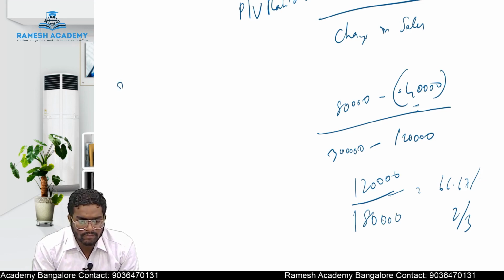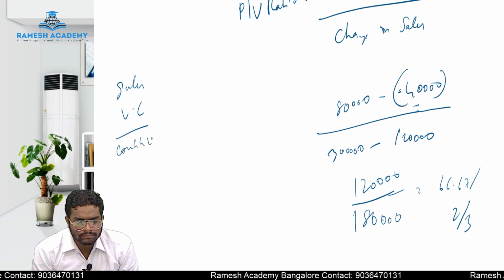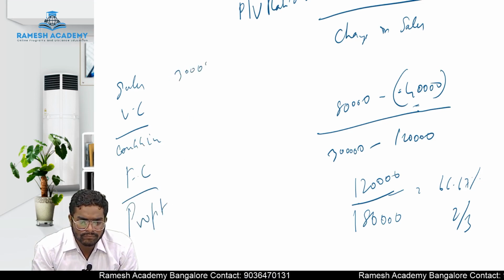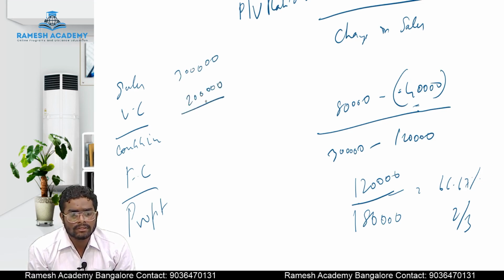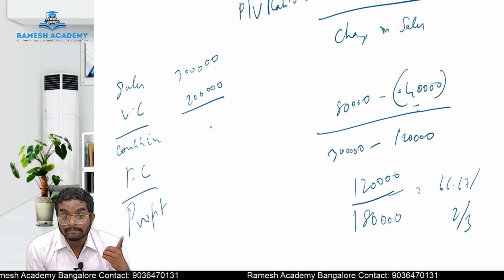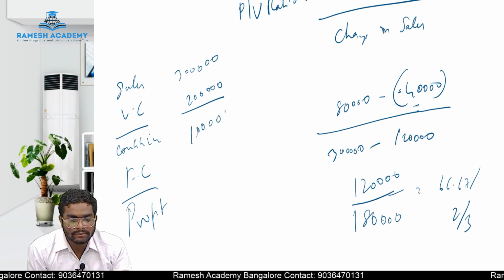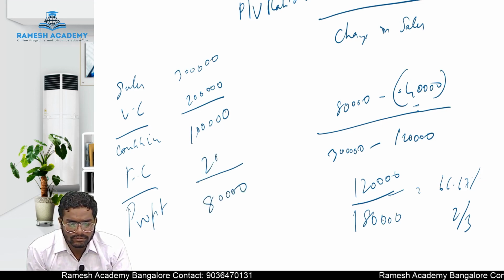Now here only we will draw an income statement. Sales, VC, contribution, fixed cost, it will be profit. Sales, I will take the greater number, which is 3 lakh. PV ratio is 2/3, which means 2 lakh will be my variable cost. So 1/3 will be my contribution. So I have my profit. How much is it? 80,000. So my fixed cost is 20,000. This we can verify.